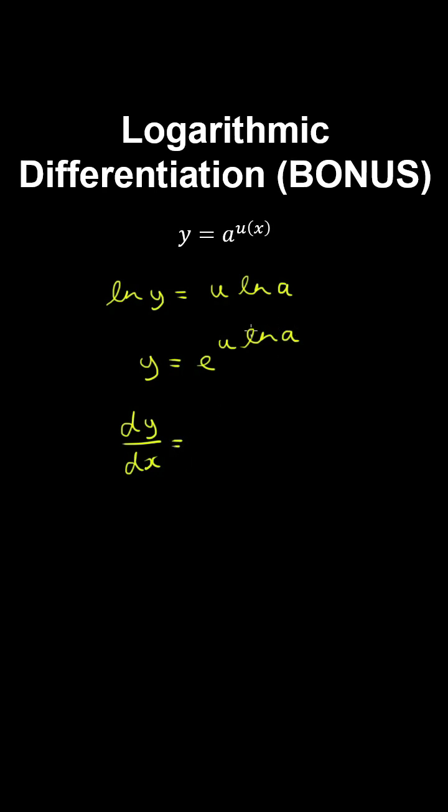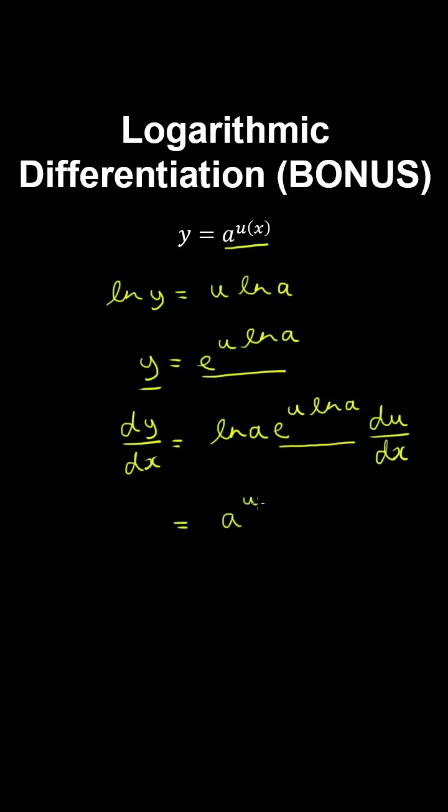So first we differentiate with respect to u, and multiply by du/dx. And now we can see that this term is equal to y, and y is equal to a to the power of u. So we can write the derivative as a to the power of u times the natural log of a times du/dx. And for the special case where u is equal to x, du/dx is equal to 1.